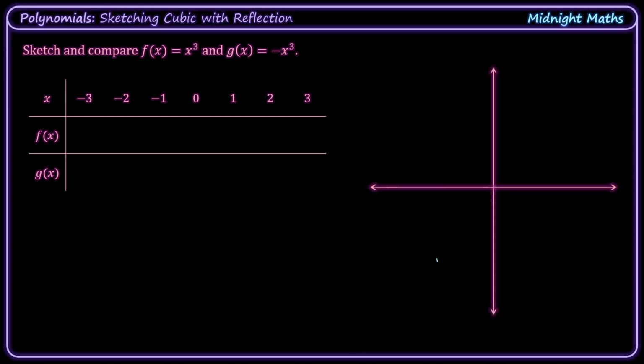Now, we've already looked at how our regular f of x equals x cubed looks, and I'm just going to go through and fill these in. To get from x to x cubed, you just put it to the power of 3, and that will give us our y values for the regular graph. So let's just quickly do that. Negative 3 cubed is negative 27, negative 2 cubed is negative 8, negative 1 cubed is negative 1, 0 cubed is 0, 1 cubed is 1, 2 cubed is 8, and 3 cubed is 27.